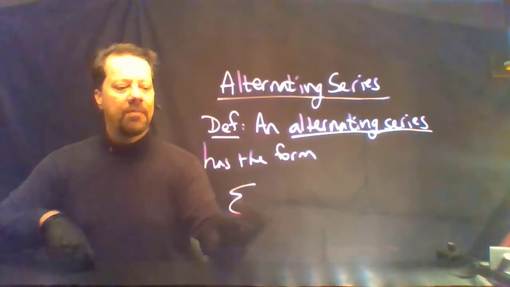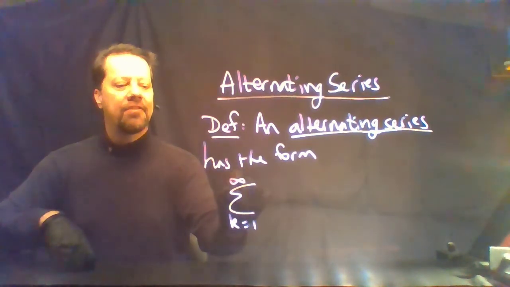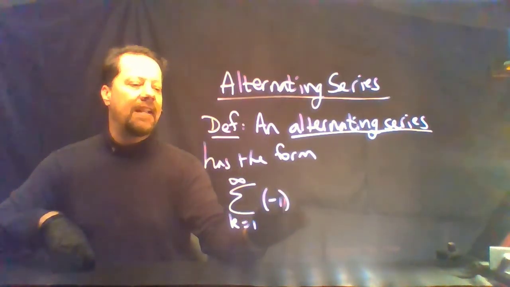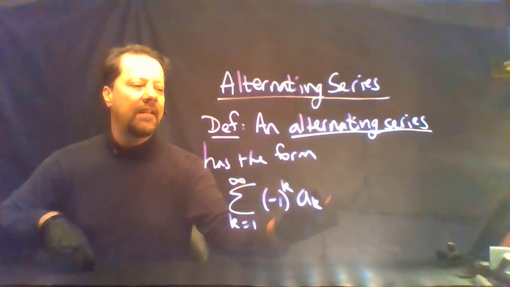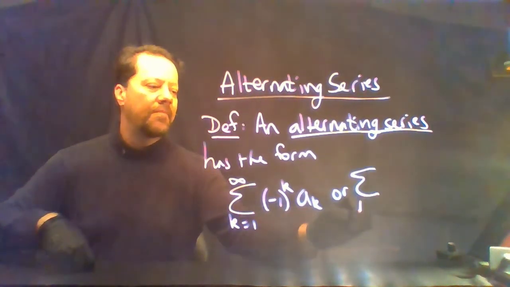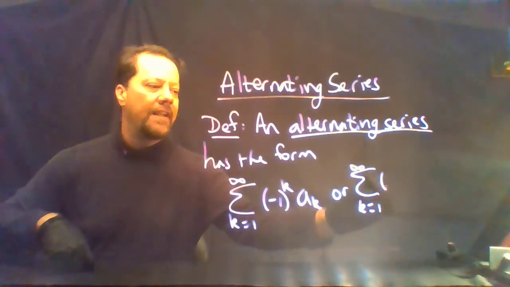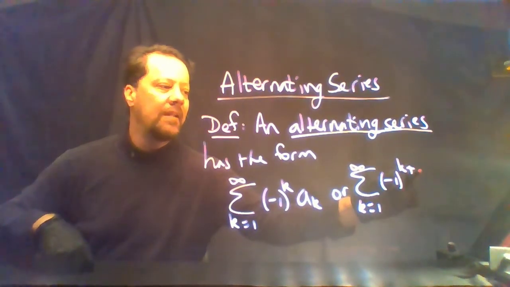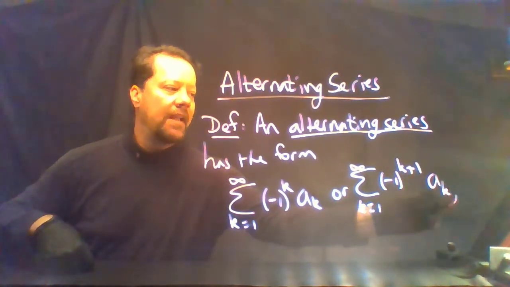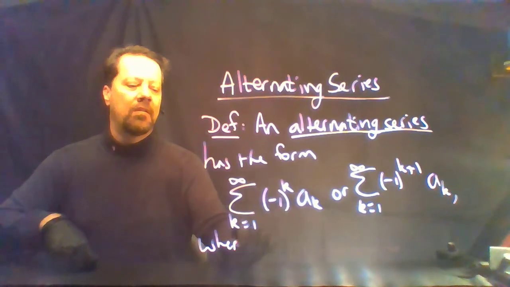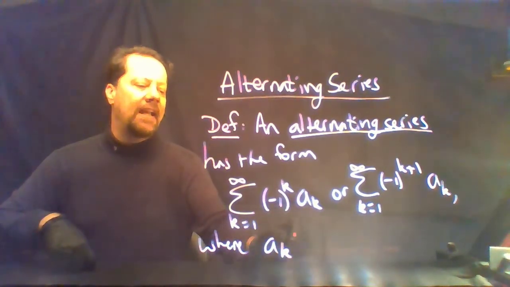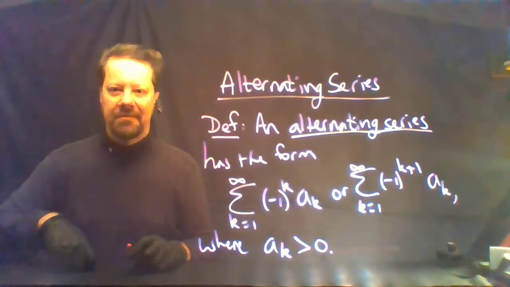So an alternating series has the form, the sum as k goes from 1 to infinity of (-1)^k a sub k, or the sum as k goes from 1 to infinity of (-1)^(k+1) a sub k, where a sub k is positive.